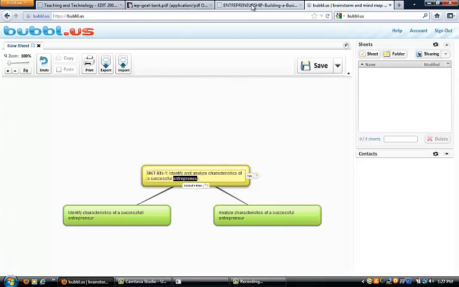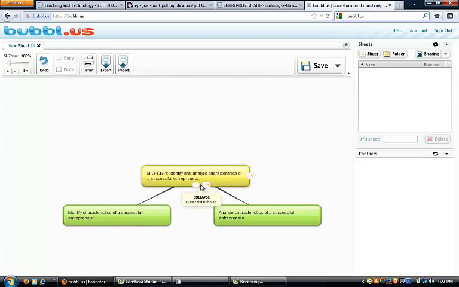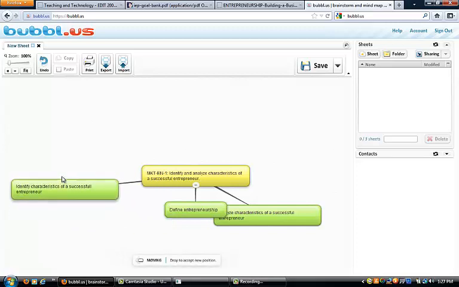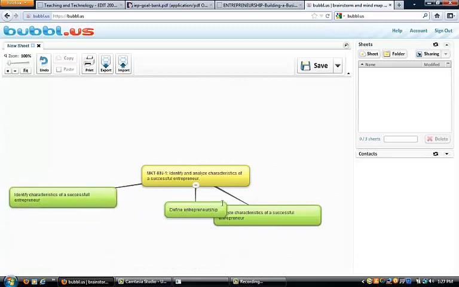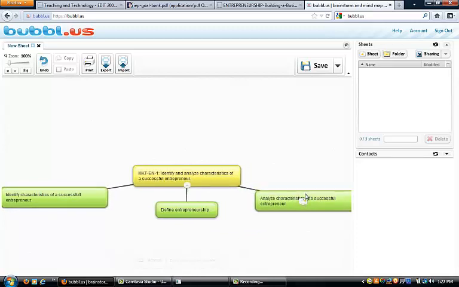So when I come back over here, one of our standards is actually to define entrepreneurship. So what we're going to do is reach back and make that one of our main instructional points. We can't identify and we can't analyze until we define. So we're going to define entrepreneurship. So let's just move these to the side, so that we can create families and continue to let these grow.